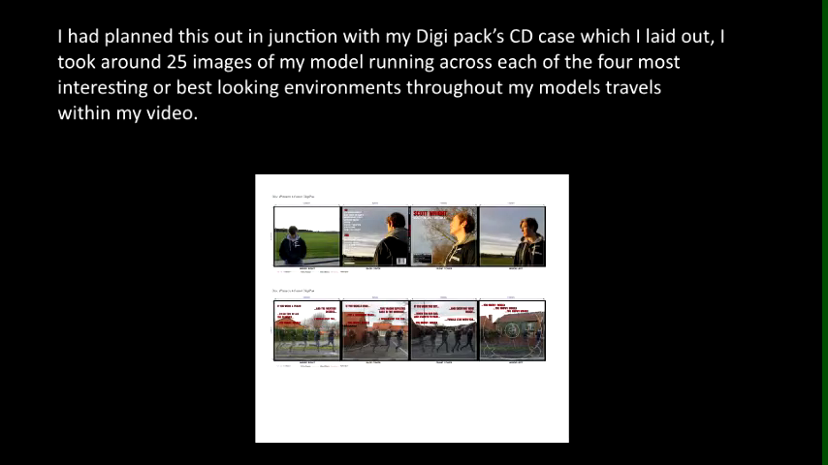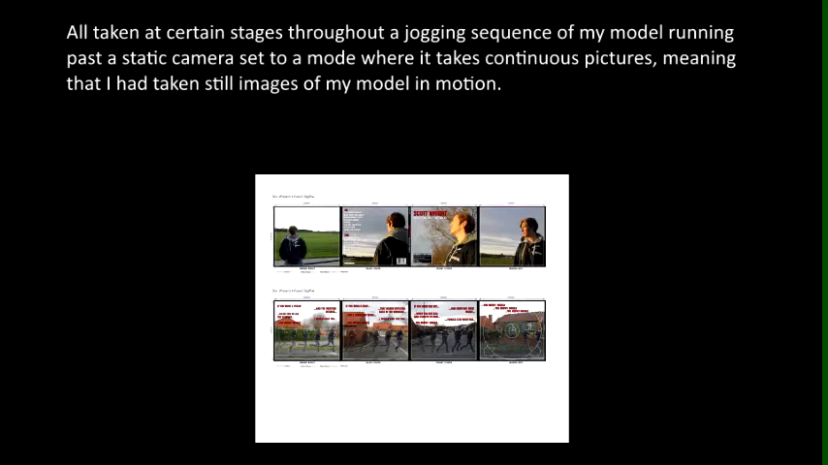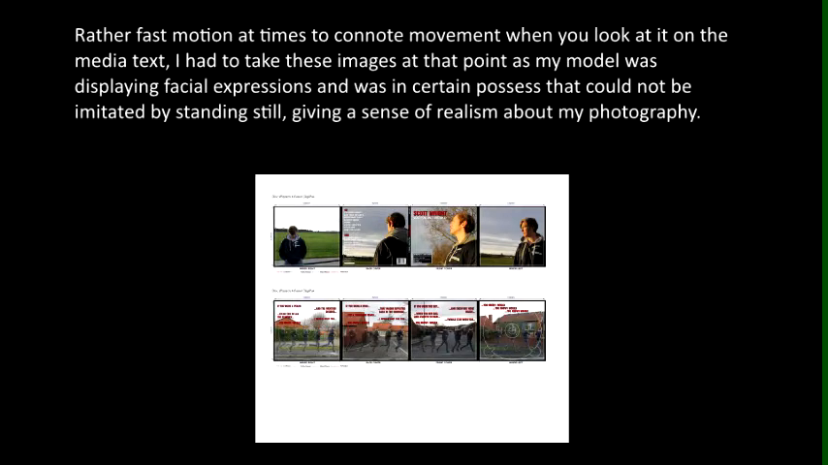I had planned this out in conjunction with my digipack's CD case, which I laid out. I took around 25 images of my model, running across each of the four most interesting or best looking environments throughout my model's travels within my video. All were taken at certain stages throughout a jogging sequence of my model running past a static camera set to a mode where it takes continuous pictures, meaning that I had taken still images of my model in motion, rather fast motion at times, to connote movement when you look at it on the media text.